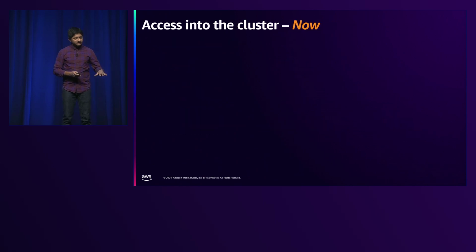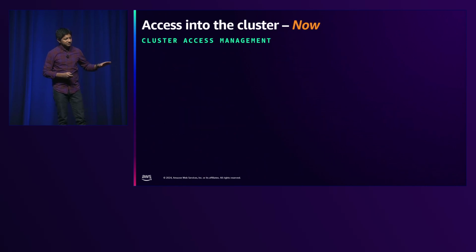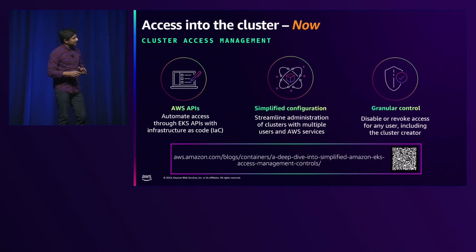So to address these, soon after re:Invent last year, Mike and I were on stage last year, we talked about it as something that's coming out. It came out as a feature soon after re:Invent called Cluster Access Management. What Cluster Access Management does is that it kind of unifies the APIs. So no longer are you switching between EKS and Kubernetes APIs. Instead, you can just use EKS APIs to create the cluster, set up the permissions, and you have a cluster ready to go. And it simplified the configuration, so for users and other AWS services that needed access to the EKS cluster, the whole setup was much simpler now.